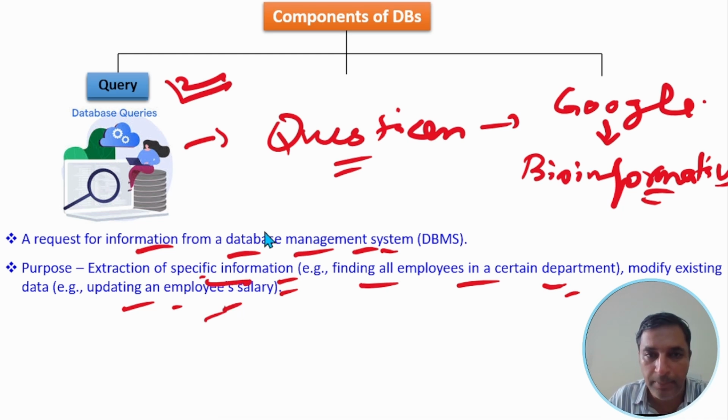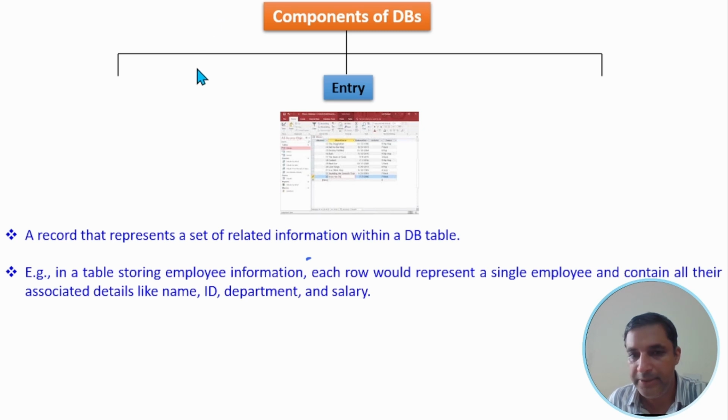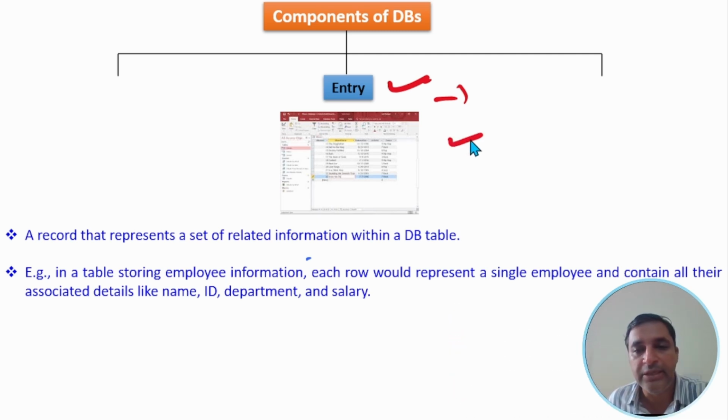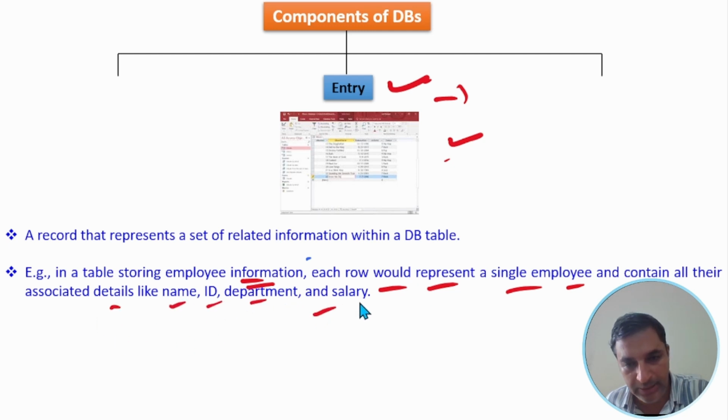Moving on to the second component of a database, that is an entry. An entry is a set of records present within the database. Suppose in a table which stores employee information, each row would represent a single employee and contain all the associated details like the name, ID, department, and the salary. So overall, all the basic information present within a database makes up the entries.